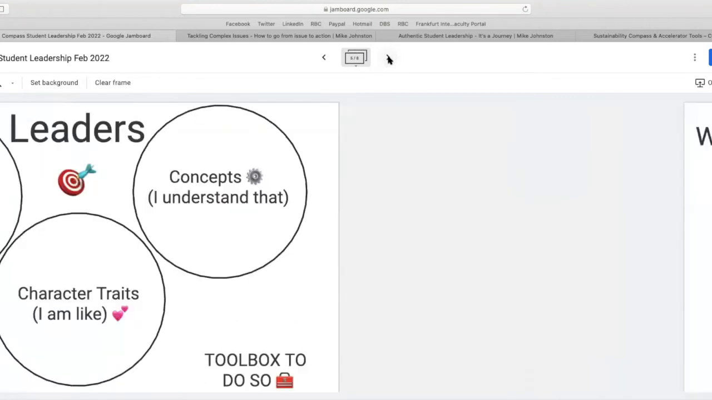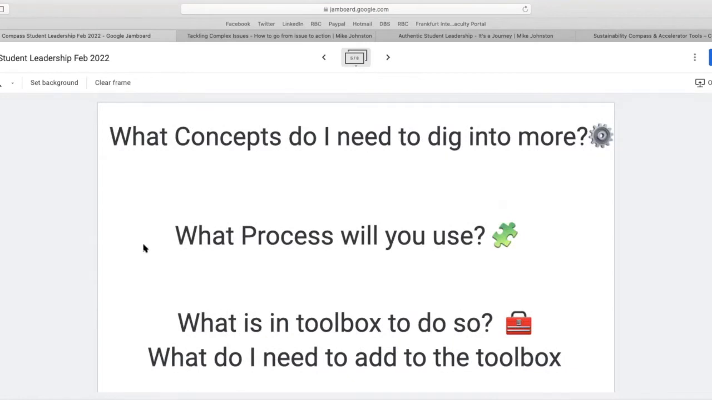So this is the framework at FIS. What concepts do I need to dig into more? What process will you use? Now, when you use a process, what process should you use? It doesn't matter. Use a robust process that doesn't leave any steps out. Because if you don't leave the steps out, you're not going to run into your unintended consequences when you just do stuff. Like the great chat last week about the beach cleanup.